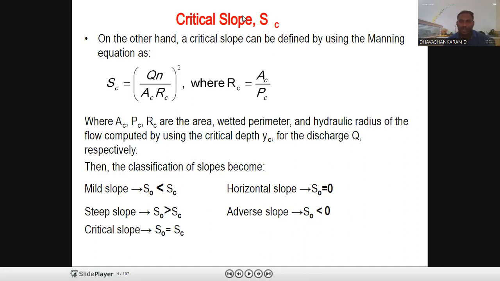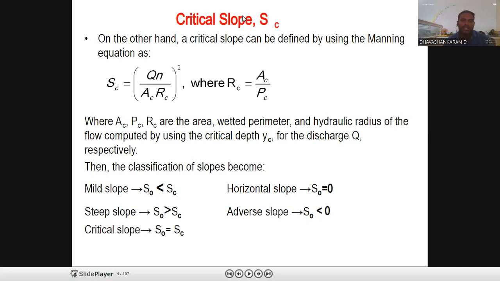Hydraulic radius is nothing but R. Wetted perimeter is capital PC, then wetted area is capital AC, of the flow computed by using the critical depth YC for the discharge capital Q respectively. Then the classification of slope becomes mild slope.